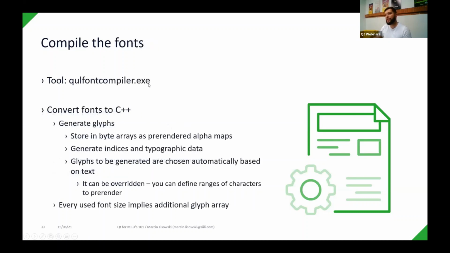Well, yeah. So the next tool is QL font compiler, and this tool generates glyphs that are also stored in byte arrays as pre-rendered alpha maps. I also said that it defines and generates glyphs for each font size combination. So more fonts and more sizes, different sizes of the fonts in your app, will mean more glyphs generated and more memory consumed for those. And glyphs are automatically selected and generated for text that is in your QML files.